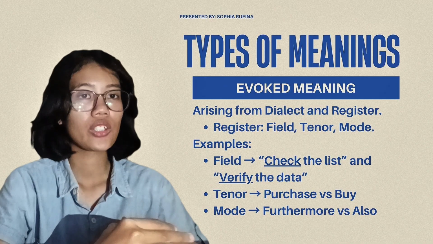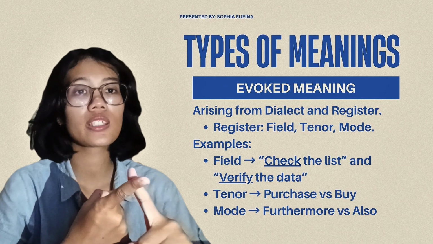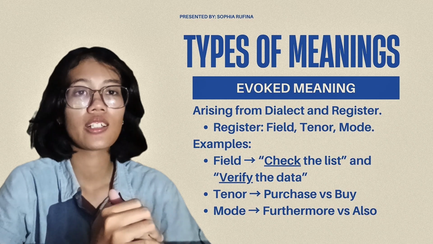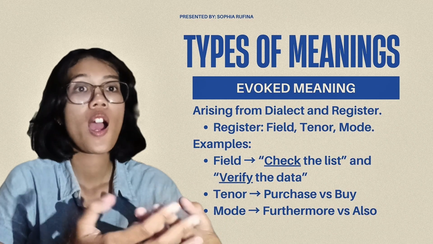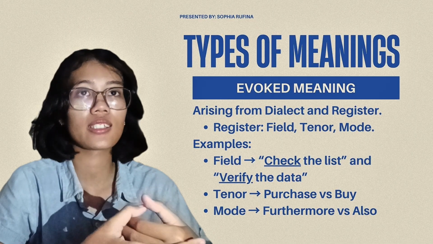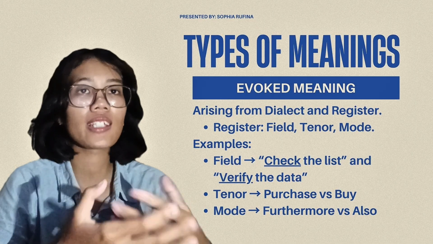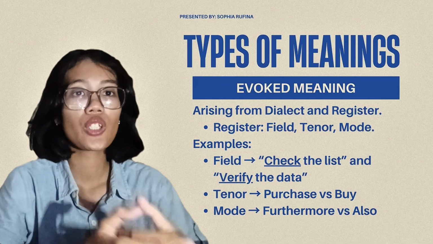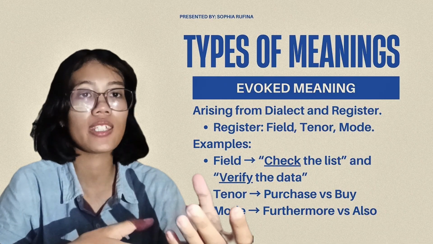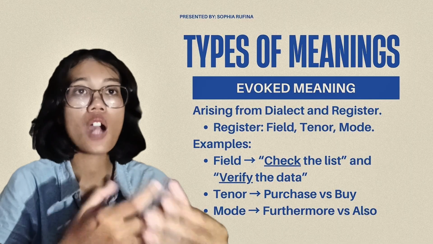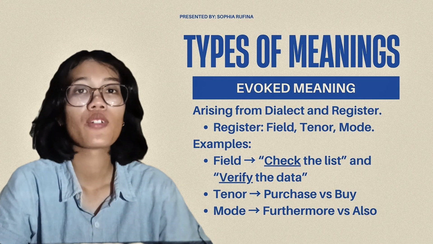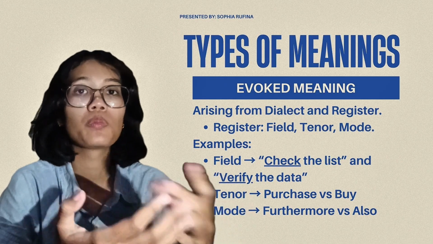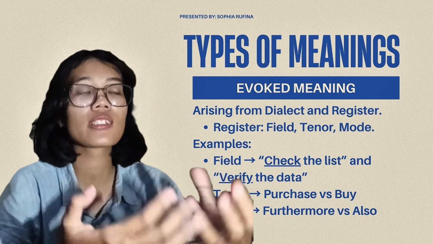Second, register, which can be field, tenor, and mode. Examples: field refers to the subject matter or the professional setting. The words check the list and verify the data. We use check the list in an everyday, casual setting. However, in a professional setting, we say verify the data. The meaning is the same, but verify evokes a sense of formality.